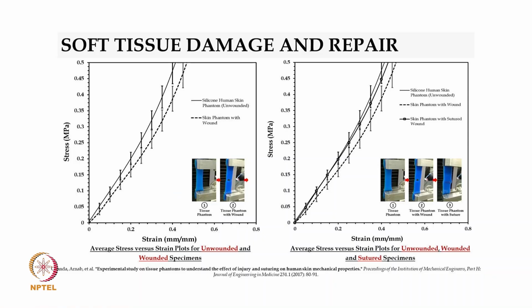The next one is the figure on the right, where we compared not only the unwounded phantom but also the wounded phantom and the sutured phantoms, like the average values of that. So very interesting result if you see here. While the wounded ones had properties much lower than the unwounded ones or the natural simulant ones, once you have sutured them, right? So the sutured one is the dark line. You're looking at a property much higher than the original simulant.